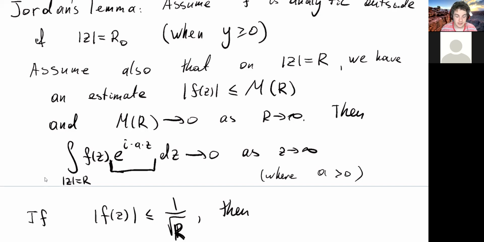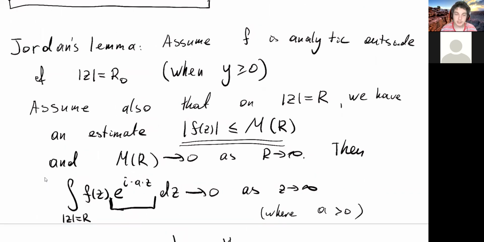Yeah, Audrey, I'll answer in a moment. So we still need this estimate, but we don't need it to be so strong. What's the relation between r0 and r? Very good question. So r0 is fixed, and r goes to infinity. So r is getting bigger and bigger than r0.